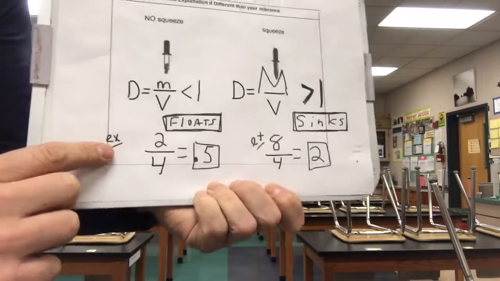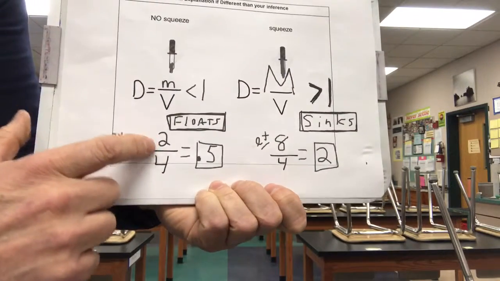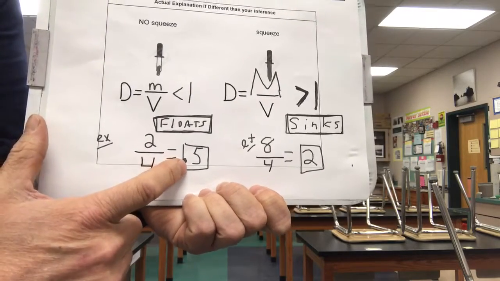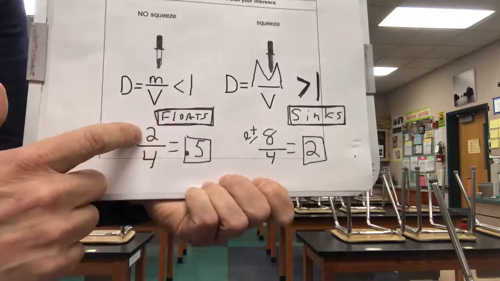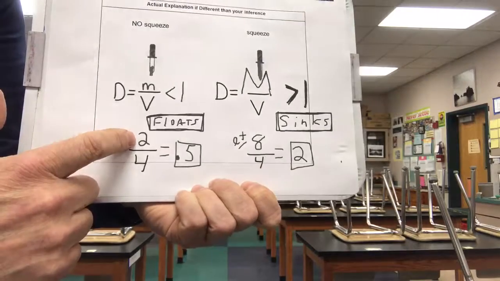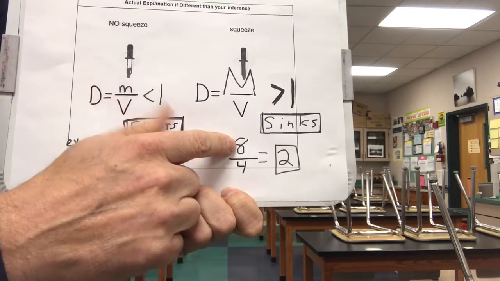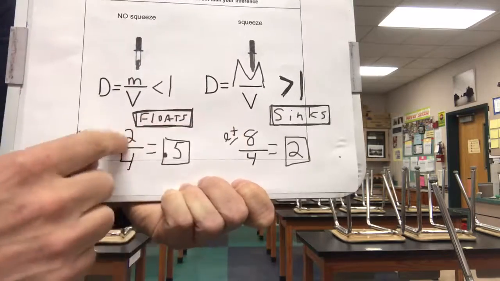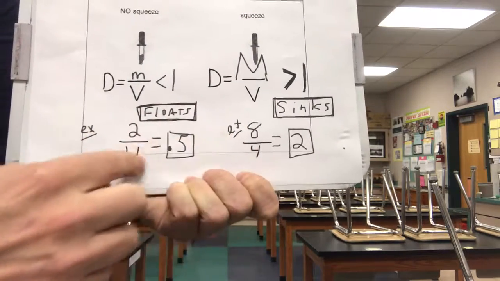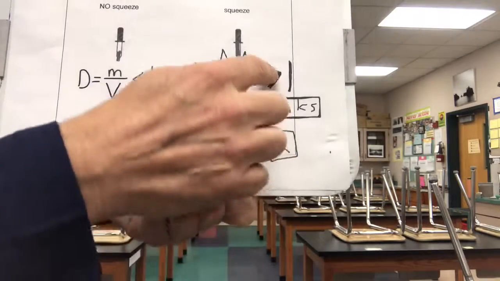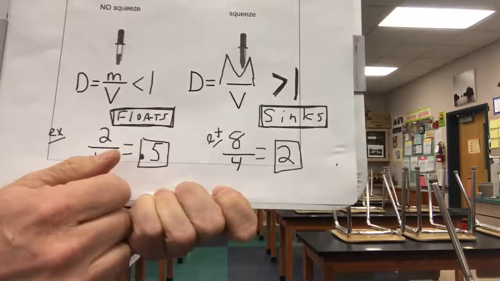I gave a math problem here as an example. Let's say the mass is 2 and the volume is 4. We get a density of 0.5 and it floats. By squeezing the bottle, we simply increase the mass. I made up the number 8 here to show that, from 2 to 8, but keep the volume the same. It stays at 4. 8 divided by 4 equals 2, and the eyedropper sinks because it is greater than 1.